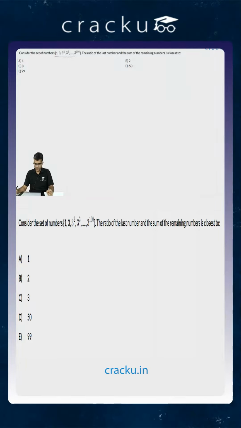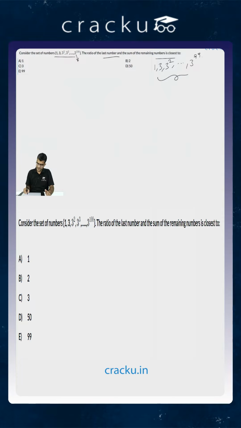Consider the set of numbers 1, 3, 3 square, 3 cube, up to 3 to the power 100. The ratio of the last number to the sum of the remaining numbers is closest to what? So basically the last number is 3 to the power 100 and all the remaining numbers are 1, 3, 3 square, till 3 to the power 99.